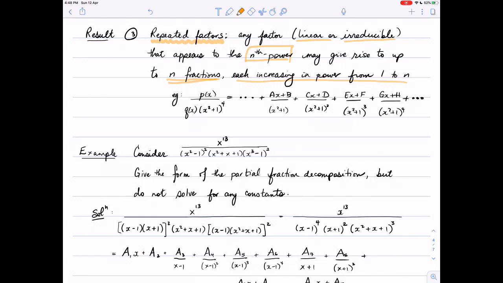Again, the words don't really do this justice. Let's look at an example. If we had a rational function like this, and I've factored out some other stuff here, but let's imagine that we ended up with a repeated x squared plus 1 to the 4th power. In other words, I'm thinking that the n is 4, which means that in the decomposition, there may be up to 4 fractions that come out from this single factor, right?